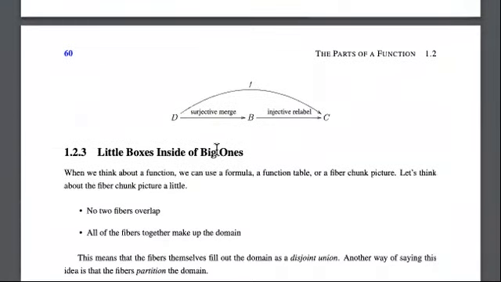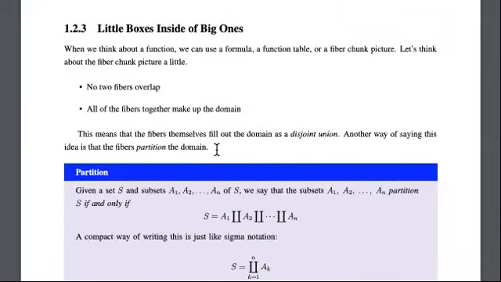Okay, so let's take a look at the next little subsection, little boxes inside of big ones. This is another way of actually describing commutative diagrams a little bit. Now don't get lost, the notation here is a lot simpler than it seems. I might look at it and say, oh, what's that, right? Okay, so this guy right here.